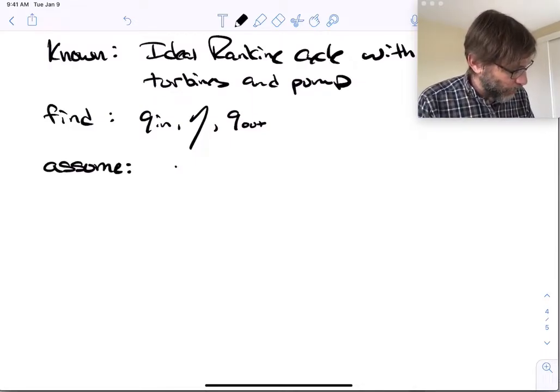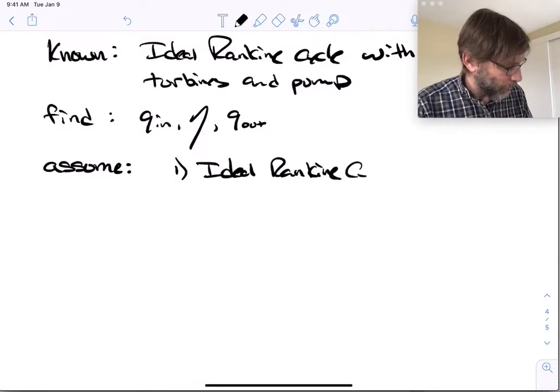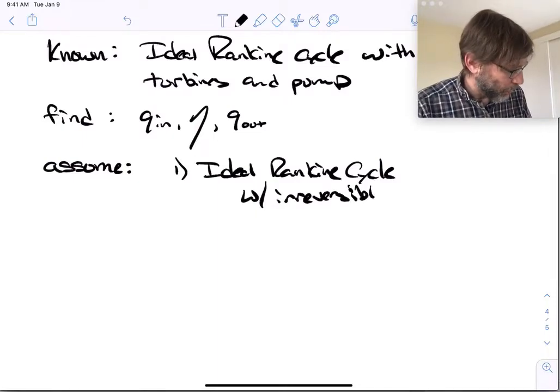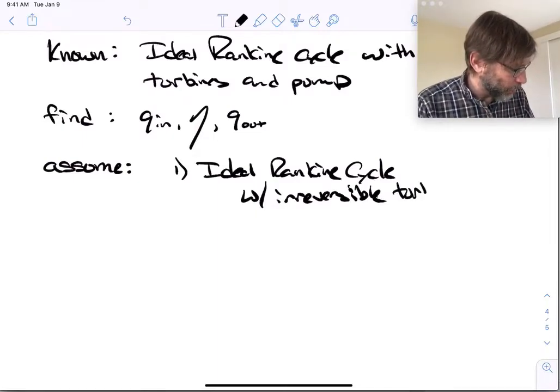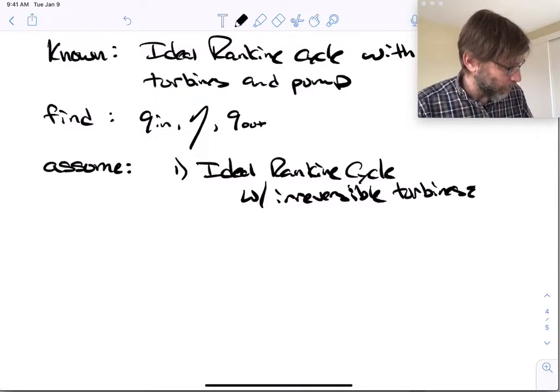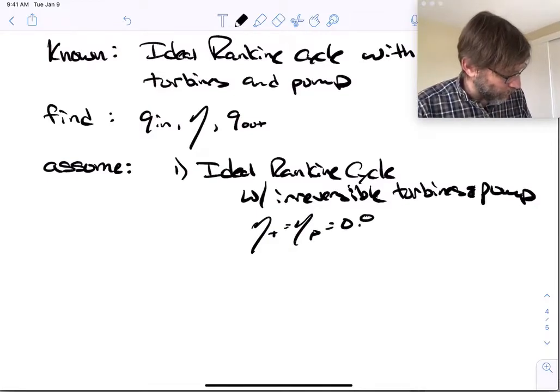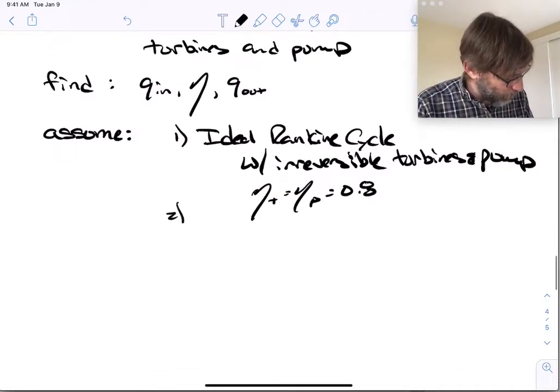Here we're going to assume that we have an ideal Rankine cycle with irreversible turbines and pump, where the turbine and pump efficiencies are 0.8. We're going to assume steady state.